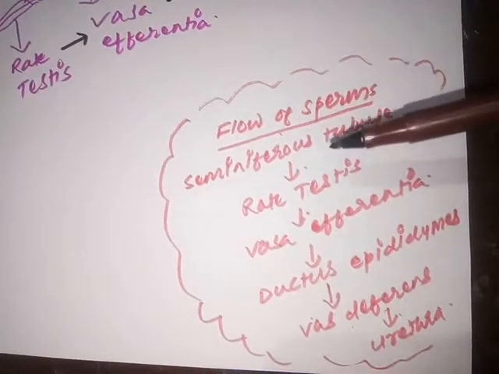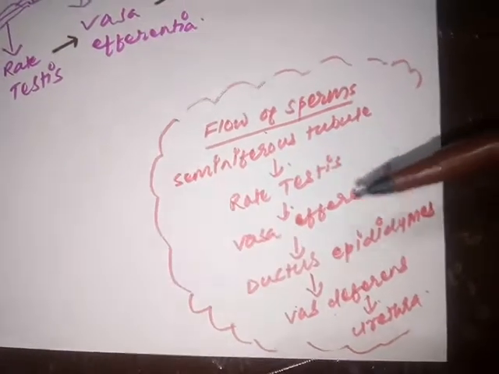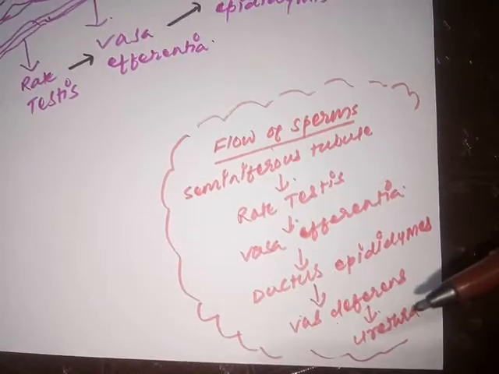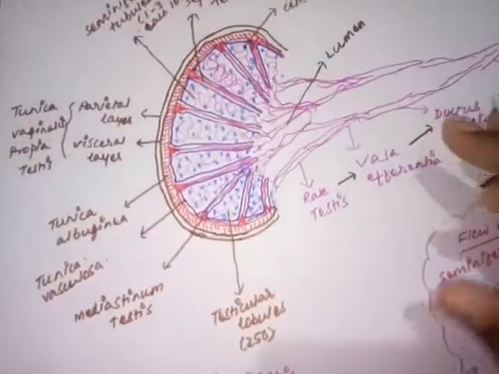So what is the flow of sperm? What is the passage of flow of sperm? It is the seminiferous tubule, rete testis, vasa efferentia, ductus epididymis, vas deferens and urethra. So is it clear to you all now? Now once again I am just going to discuss the diagram LS of the testis.